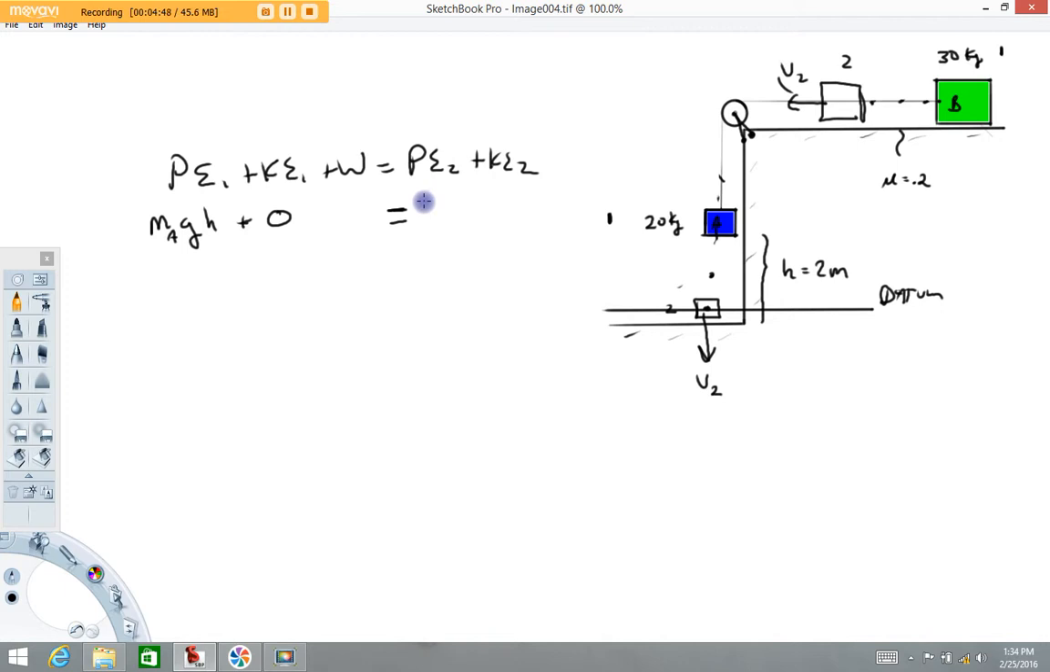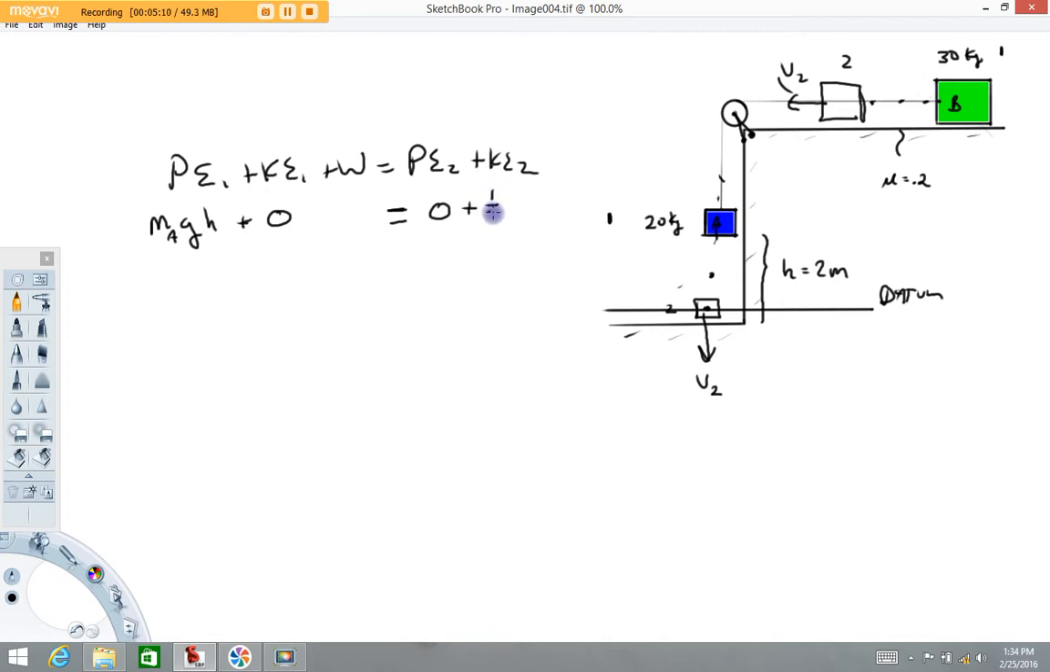The PE2 term. So mass A is now at our datum, so its potential energy is 0. Mass B, we're not considering its potential energy because it's not changing. It's important to note here, though, that how I define my system, I'm including the mass B, mass A, and the rope between them. So the kinetic energy, when I calculate it, I need to include both in my system.